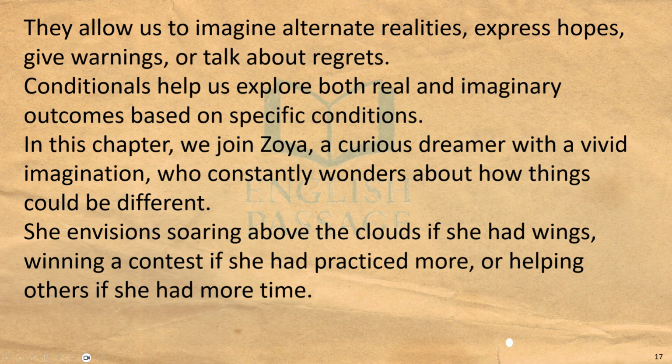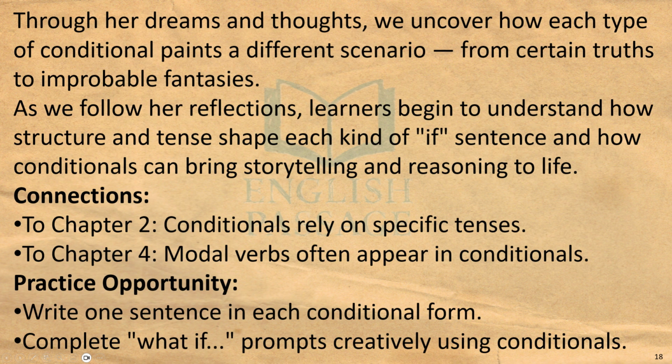In this chapter, we join Zoya, a curious dreamer with a vivid imagination who constantly wonders about how things could be different. She envisions soaring above the clouds if she had wings, winning a contest if she had practiced more, or helping others if she had more time.